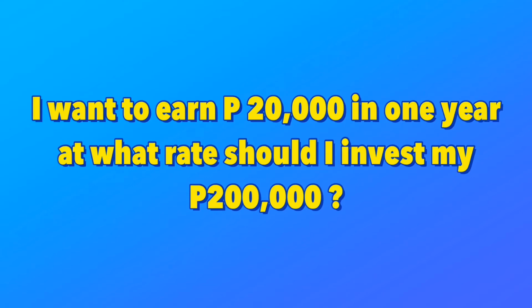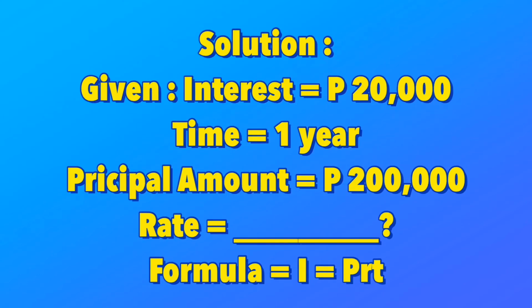So the first thing we do is to write down all the given. The given is interest 20,000. The time of transaction is 1 year. Principal amount 200,000, and the missing is the rate. So in this situation, we can use the very common formula I equals PRT. I stands for the interest and P stands for the principal, which is the amount, R is for the rate and T for the time, and time is expressed in 1 year.